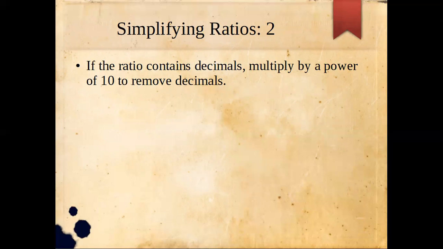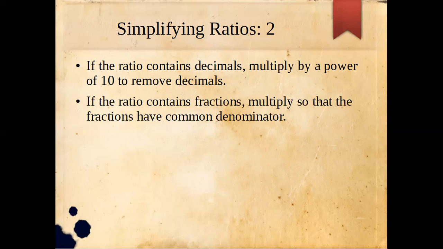So the second type of simplifying ratios we're looking at is decimals and fractions. So if this ratio contains decimals, what you do is multiply by a power of 10 to get rid of the decimals, then you just do normal simplifying like we saw for example 1. If the ratio contains fractions, you multiply so the fractions have a common denominator. Common denominator means a common number on the bottom. Remember that? Denominator is the bottom, numerator is the top.